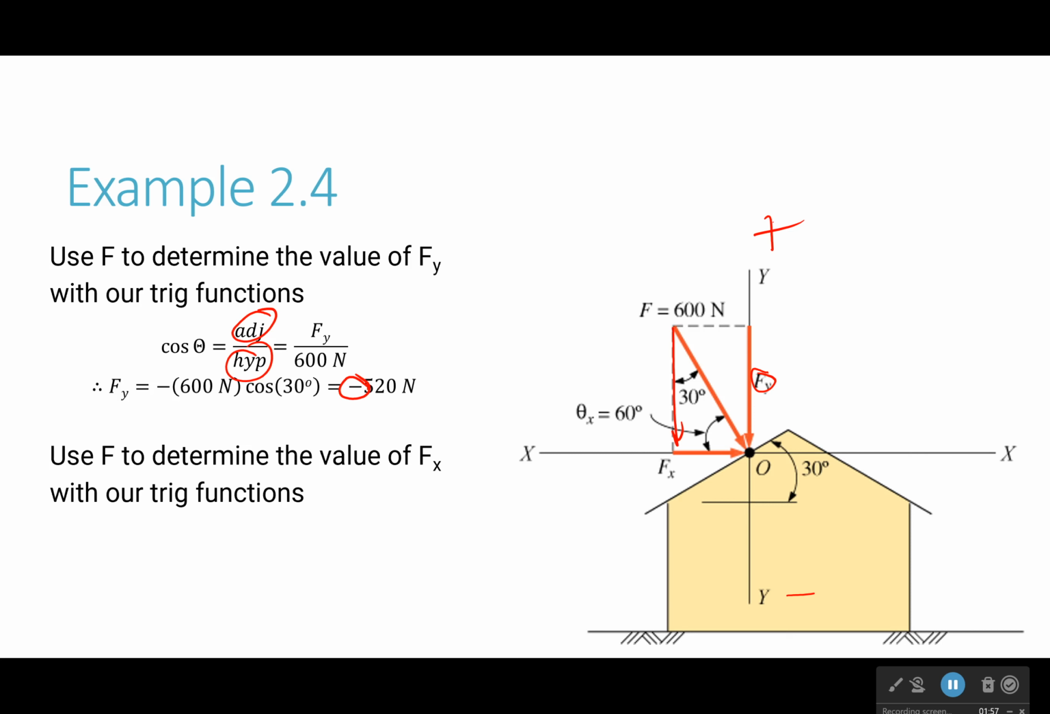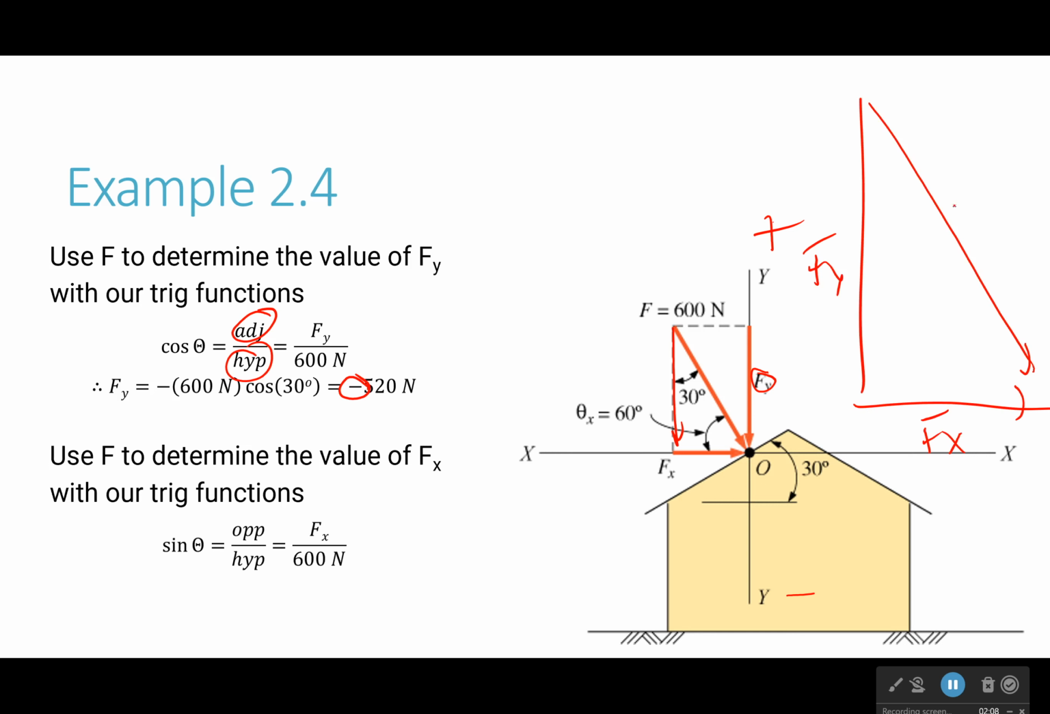I do the exact same thing for my Fx. Sine of theta, because I'm doing it big, if I do it big right here, this is Fx, this is Fy, and it all depends on what angle I choose. Since I chose the 30 degree angle, Fx is on the opposite side, and Fy is the adjacent side. That changes how I solve the problems. So I then plug that in, and what I get is that Fx is going to be 300 newtons.